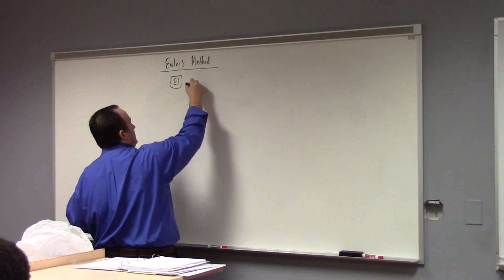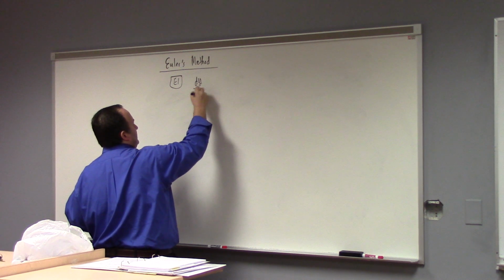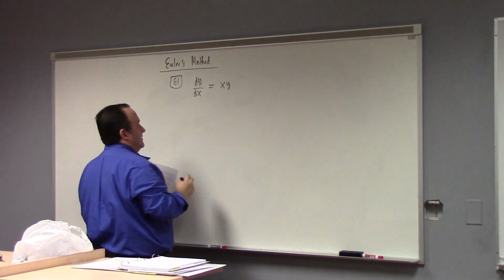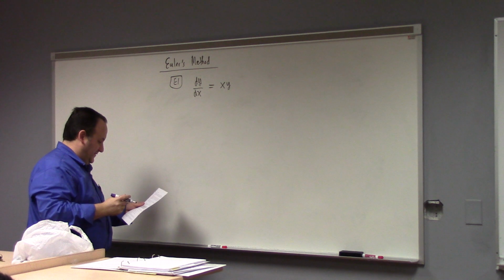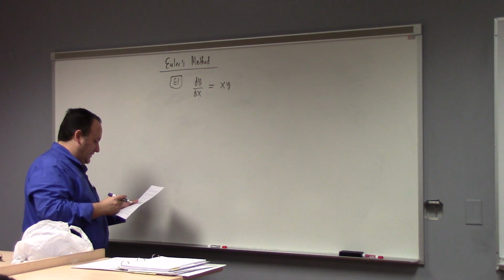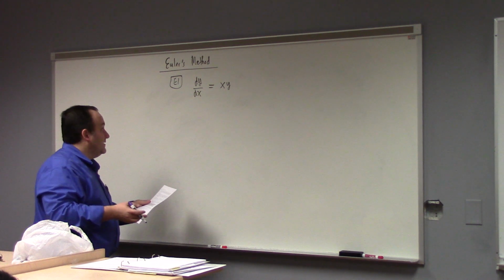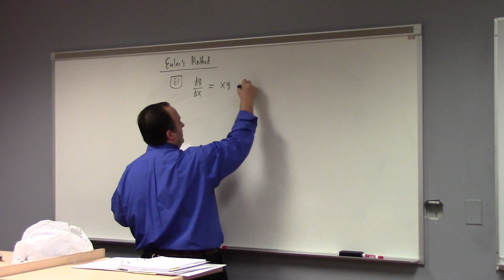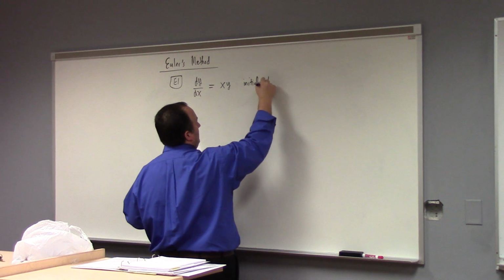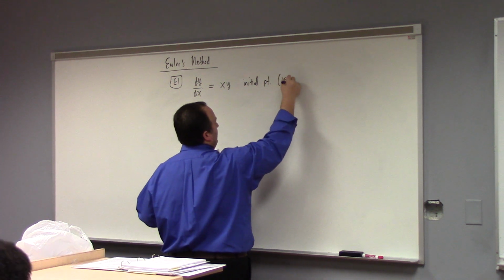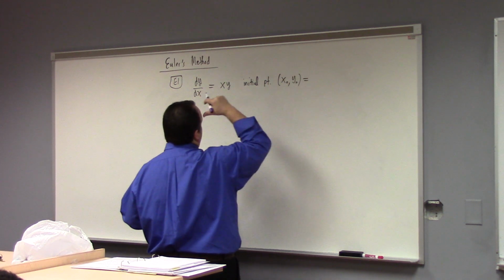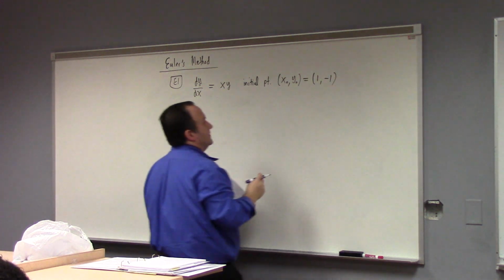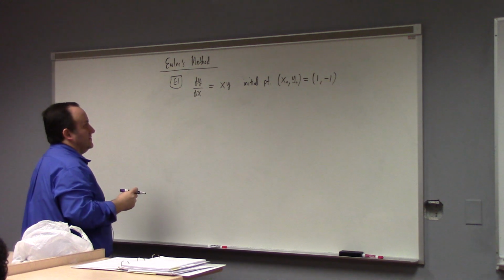Let's try something like dy/dx equals, I don't know, xy. That's sufficiently different. And so we're going to look at that differential equation, and I'll choose the initial point (x naught, y naught) equal to, I don't know, let's do (1, -1) just to introduce some signs into this.